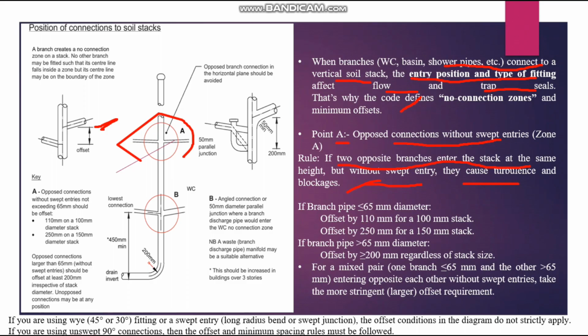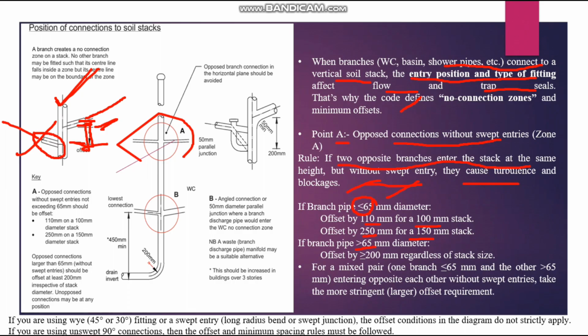For example, if the branch pipe is 65 mm dia or less, let's say one pipe is entering from this floor and one pipe is entering from this floor, and the branch diameter is 65 mm dia, then the offset must be 110 mm minimum for the 100 mm stack. If this riser is 100 mm, then this offset must be 110 mm. And the offset is 250 mm for a 150 mm stack. If this riser is 150 mm, then this offset must be 250 mm. This is for 65 mm dia and less than that.